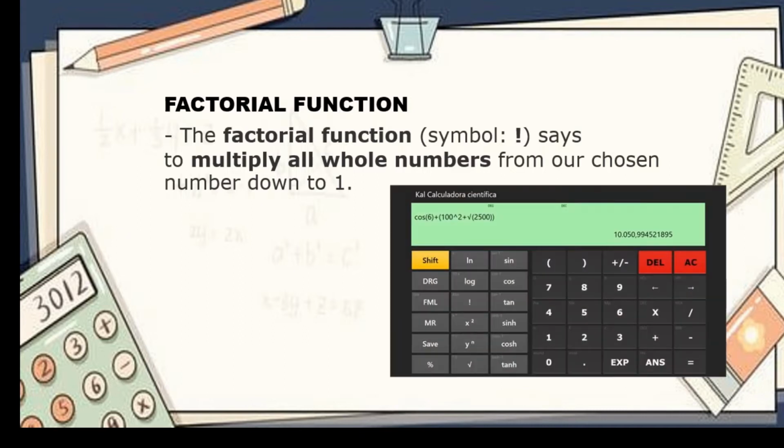Usually, we can see it on the scientific calculator. So, sa scientific calculator, meron po tayong makita na exclamation point. Yan ay factorial function. Let's have an example.